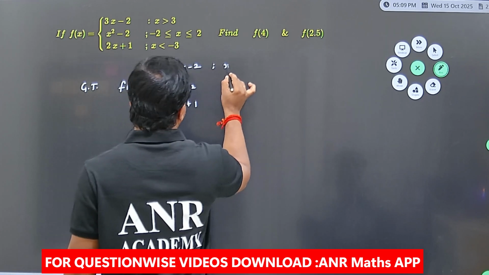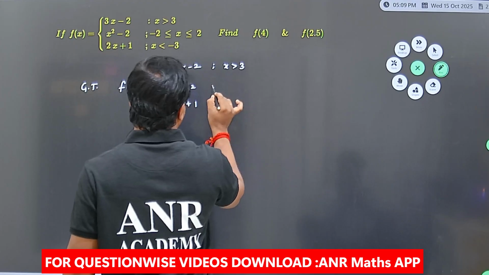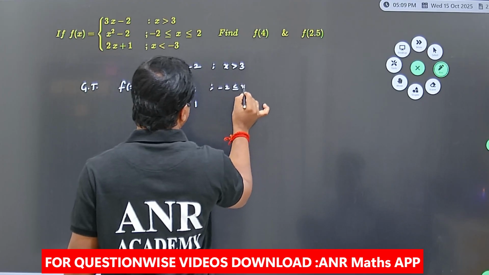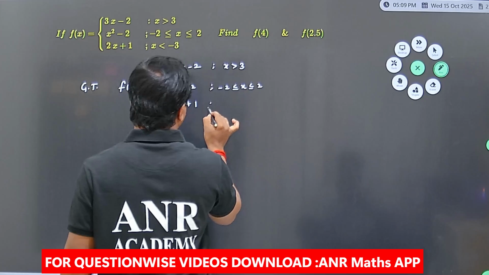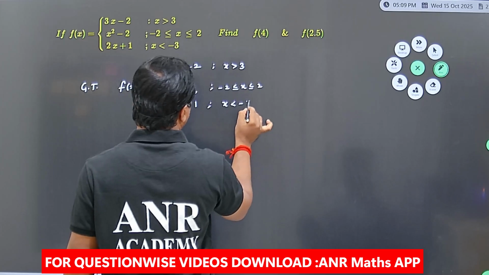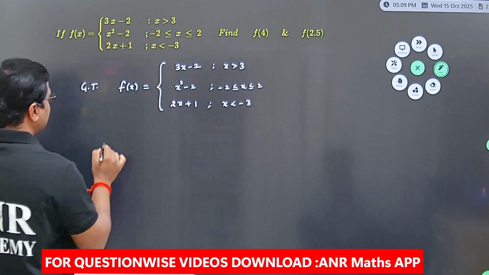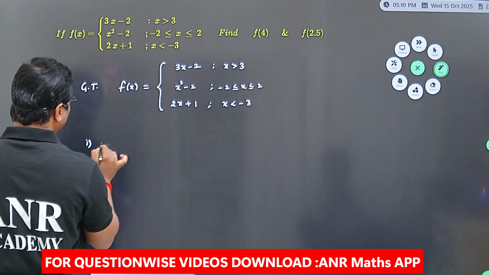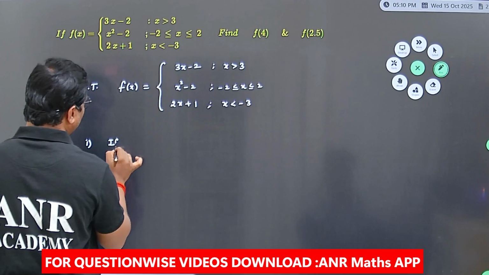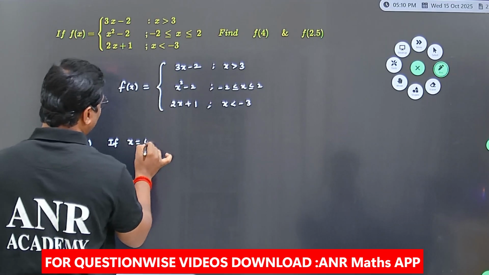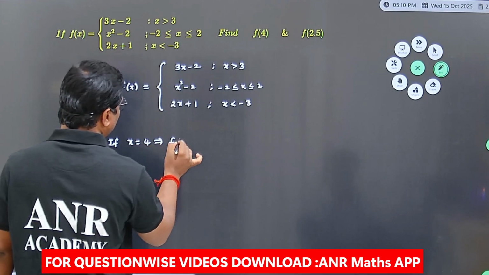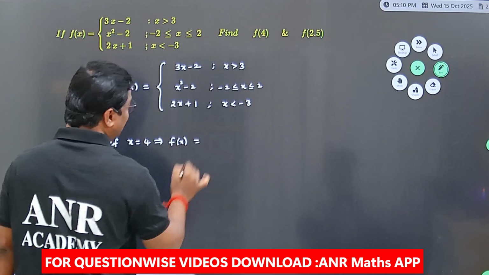The first case is x more than 3. Second case -2 less than or equal to x less than or equal to 2. And the third case x less than -3. I am going to find first f of 4. If suppose the value of x equal to 4, then first I am going to write the function of x.